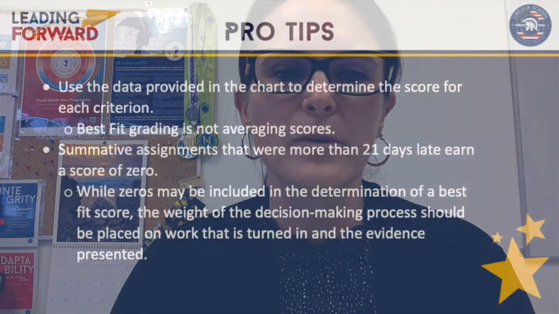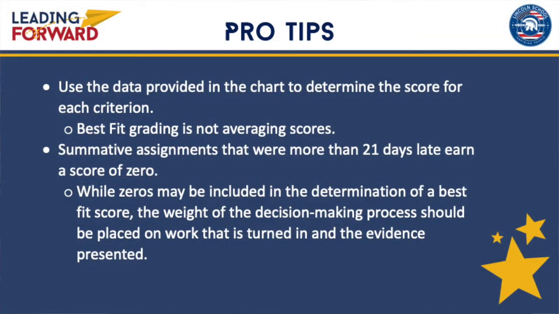A key here is to remember that the best fit grading involves the use of all available evidence to assign a professional and accurate score that reflects the student's current level of performance or mastery. So when we are looking in ManageBac, we are looking at the academic term graphs for criterion A, B, C, and D. We're going to use the provided data in the chart to determine the score for each criterion. Best fit grading is not averaging scores. So when you're looking at it, you're not really looking at the average, you're looking for trends, for outliers, for growth, or maybe a little bit of a decline.